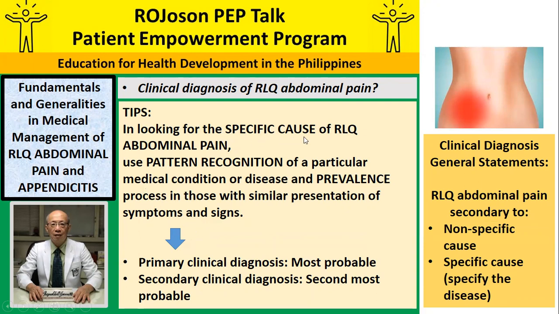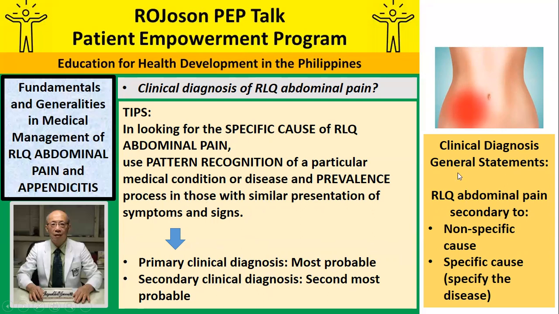In looking for the specific cause of the right lower quadrant abdominal pain, as I said, use pattern recognition of a particular medical condition or disease and the prevalence process in those with similar presentation of symptoms and signs. Because there might be two diseases or medical conditions that present with the same signs and symptoms, you use the prevalence to choose which one is most likely the clinical diagnosis. Using these two processes, you come out with a primary and a secondary diagnosis. The most probable diagnosis is the primary. The second most probable is the secondary diagnosis. There's no such thing as a 100% sure diagnosis all the time, so you have to come out with a decision on which one is most probable and which one is second most probable.